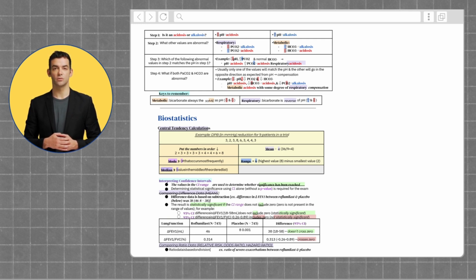Step 4. What if both pCO2 and HCO3 are abnormal? This happens when the body is trying to compensate for the primary issue. If the pH is still abnormal, it's partially compensated. The body is trying but hasn't fixed the pH yet. If the pH is back to normal, it's fully compensated. The body has successfully corrected the pH. To figure out the primary problem, match the pH with either pCO2 or HCO3. The one that matches the pH is the primary issue, and the other one is compensating.